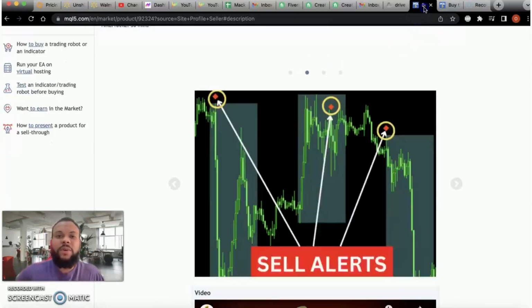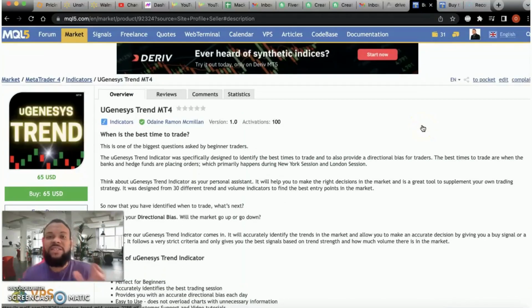The second tool that we have is our uGenesys trend. All right, now the biggest problem that many traders have is they don't know what to trade. They don't know when to trade. All right, now we've solved this problem with our uGenesys trend indicator. Every day it gives you an alert. So it tells you what currency pair to choose, and it tells you what time to trade.